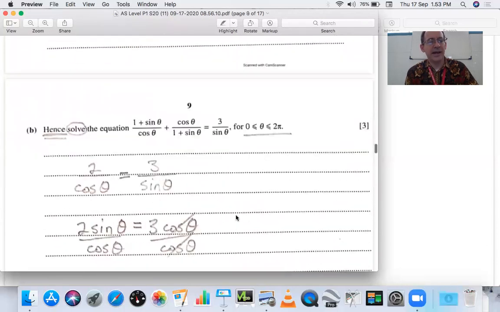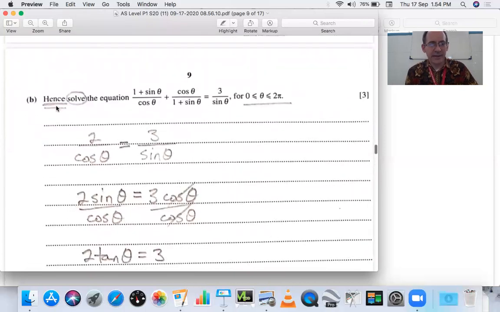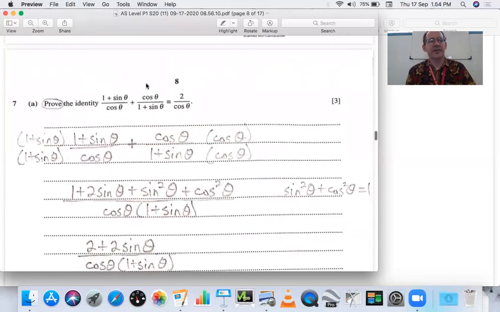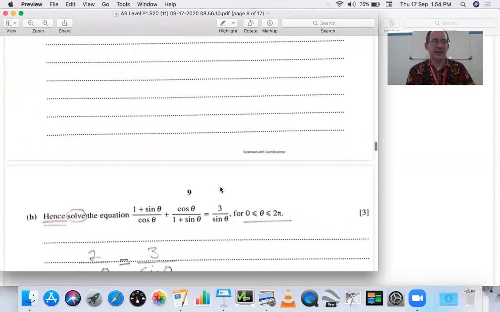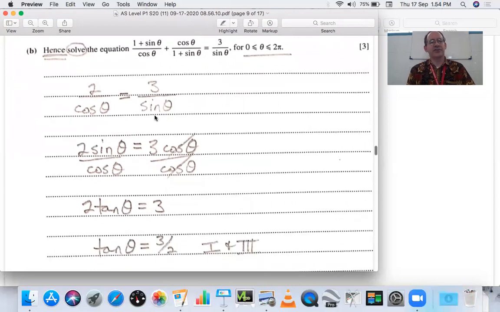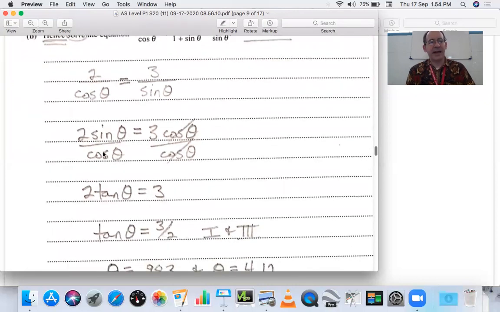So now that we've done that, part B, hence. That word hence means you want to look back at your previous work. Solve the equation, and here it gives an equation now equaling 3 over sine theta. This entire left-hand side we just proved is 2 over cosine theta. That's what the hence is there for. We want to start with that and now set that equal to 3 over sine theta. So just cross multiply, divide by cosine.